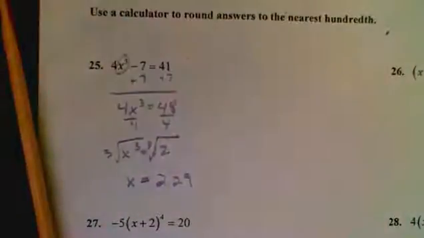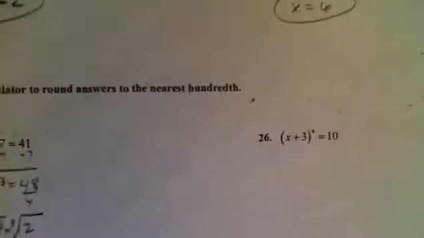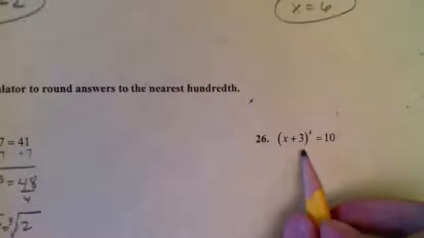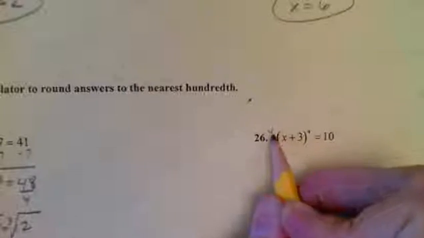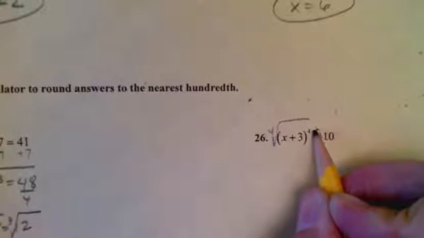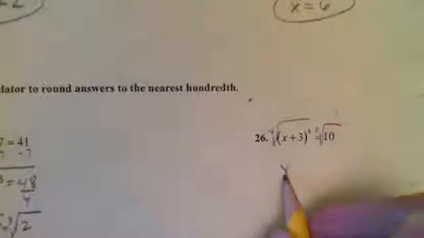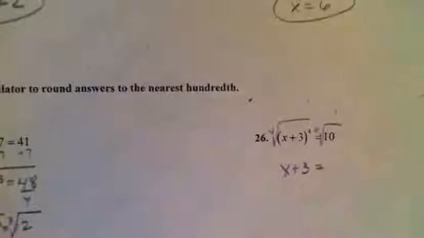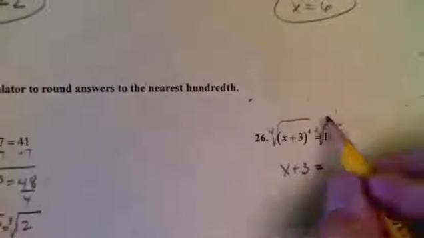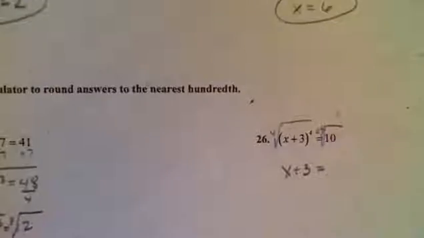Number 26, the base is already by itself, so all I need to do is take the 4th root, but again, it's plus or minus because that's an even root. I'm going to get x plus 3. Now I have to take plus or minus the 4th root of 10.